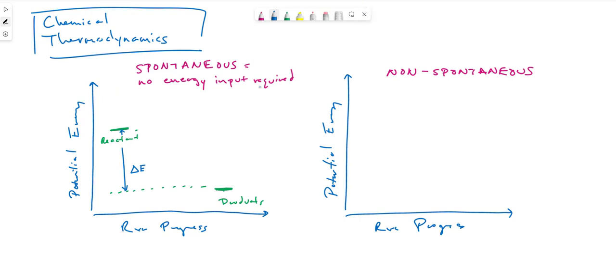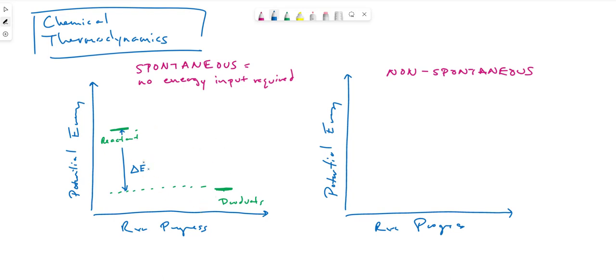So the first thing we need to talk about with chemical thermodynamics is this idea of spontaneity. Spontaneity means whether or not a reaction will proceed, as written, from reactants to products without any energy input required from the universe. So spontaneous reaction means no energy input required. And so I'm going to draw up two different potential energy diagrams or reaction progress diagrams, just like we thought about before, where we have reactants and our products noted by these horizontal lines.